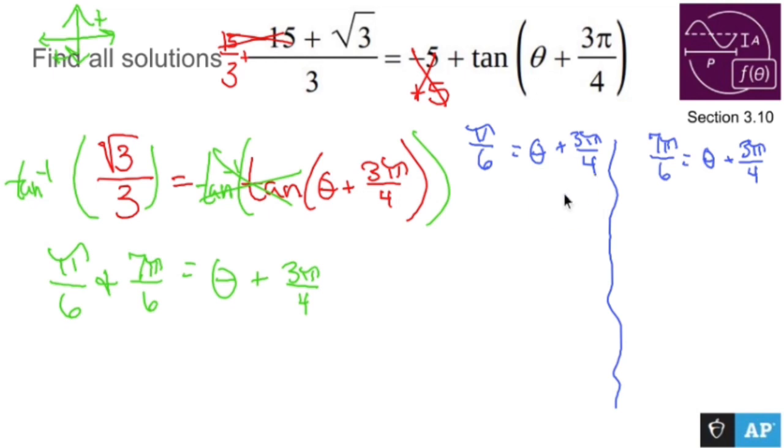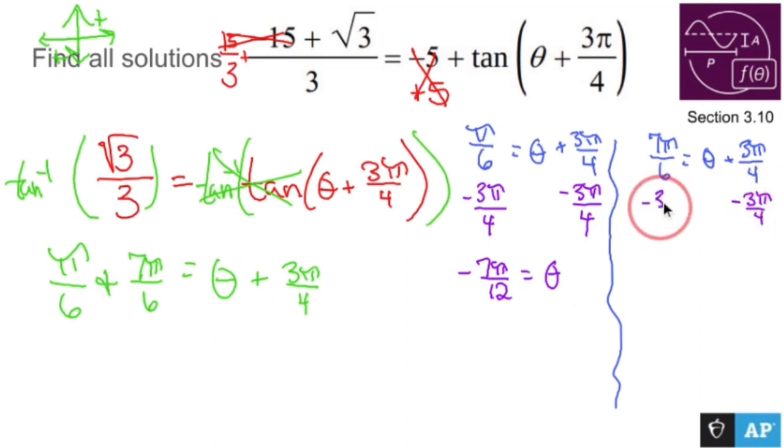Let's subtract 3 pi over 4. So that would basically be like 2 pi over 12 minus 9 pi over 12. So negative 7 pi over 12 is going to equal theta. And if I do the same thing over here, minus 3 pi over 4, that would basically be like me saying 14 pi over 12 minus 9 pi over 12. So 5 pi over 12. That's going to equal theta.